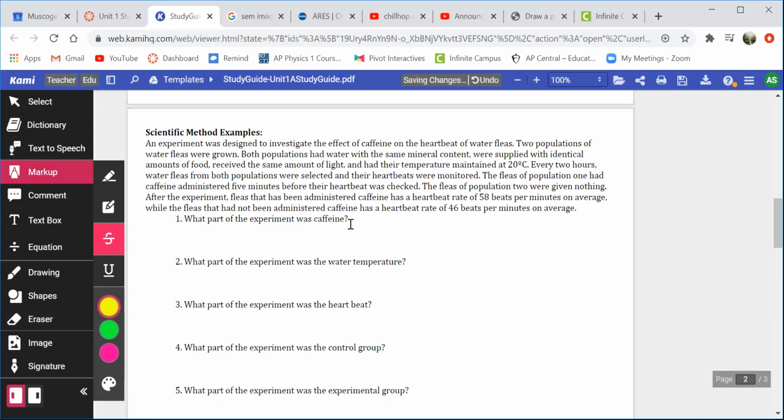What part of the experiment was the caffeine? One group got caffeine and another group didn't. And the experiment was designed to investigate the effect of caffeine on heartbeat. Why is that a mark through? It needs to be a highlighter. So let me undo that.